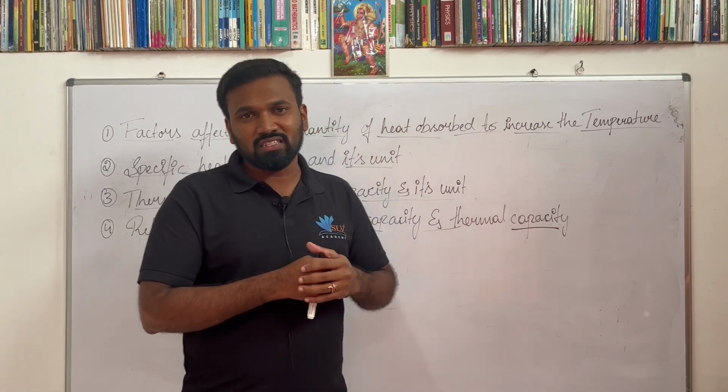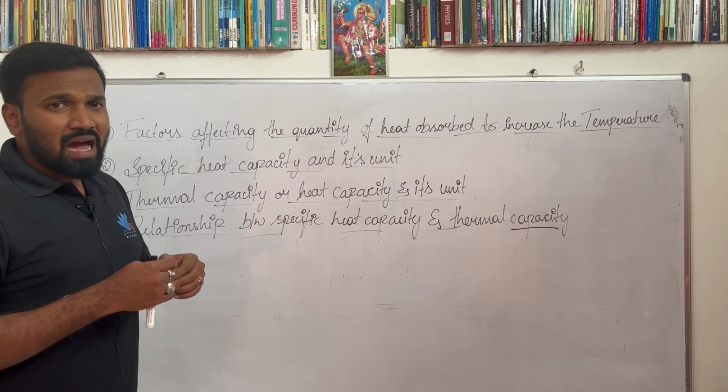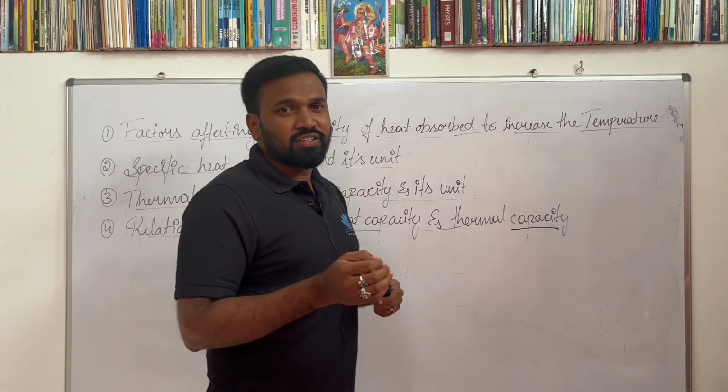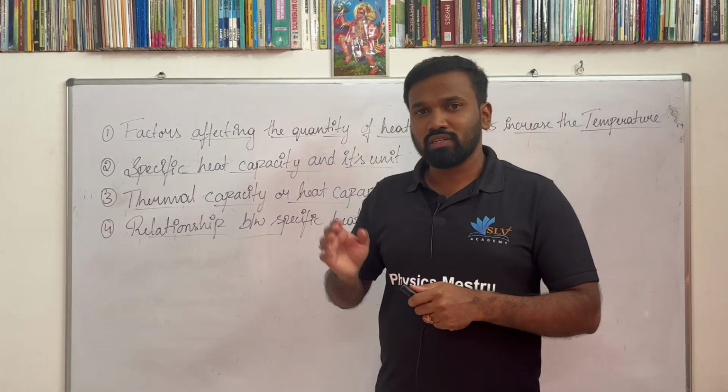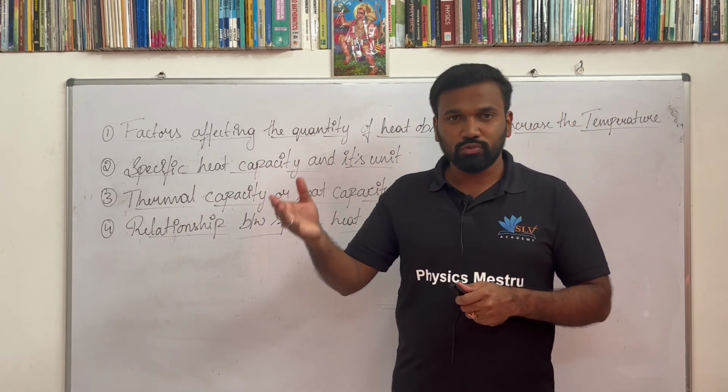All these things we discussed in the previous video. The SI unit of heat energy is calorie or joules. There is a relationship between calorie and joules: 1 calorie is nothing but 4.2 joules.